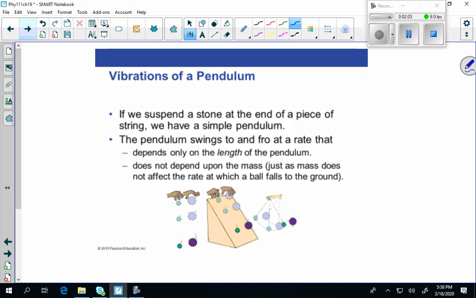Just as we saw in earlier chapters, the mass does not affect the rate at which something falls to the ground. You can remember when we had that sheet of paper and an identical sheet of paper, and I crumpled one and we left one uncrumpled. They both had the same mass, but you saw that's not what affected how far or how quickly they fall. So it doesn't matter how heavy that thing at the end of your string is. All that matters is how long the string is.